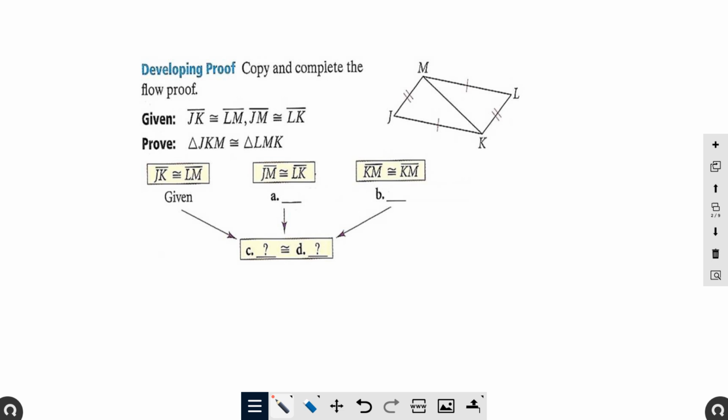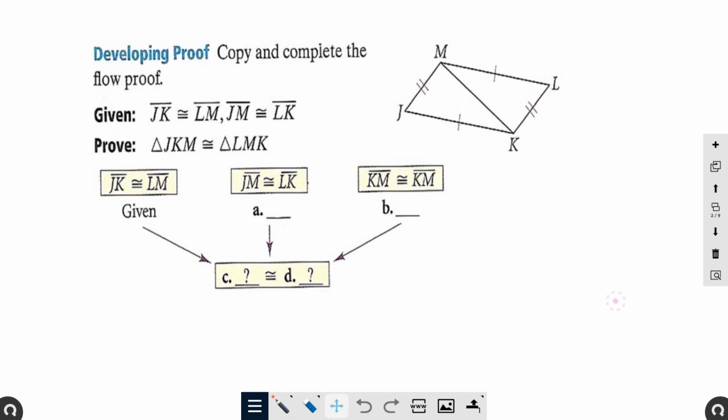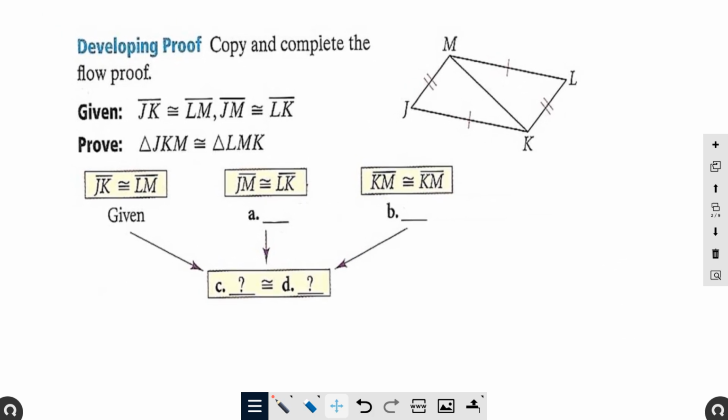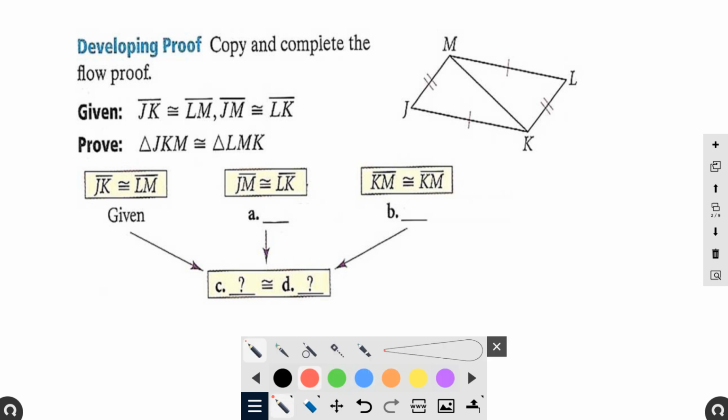We got a lot of proofs that we're going to do together, and then you guys are going to have about the same amount to do in small groups. So here we go. Now, this is called a flow proof, right? It's got the boxes. So each box is a statement, and underneath each one, we're going to put a reason.